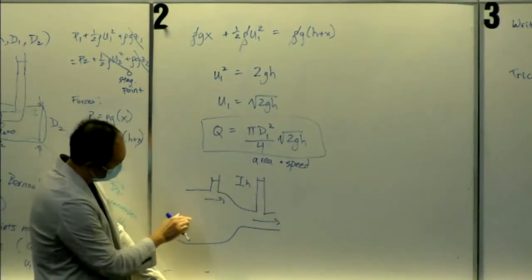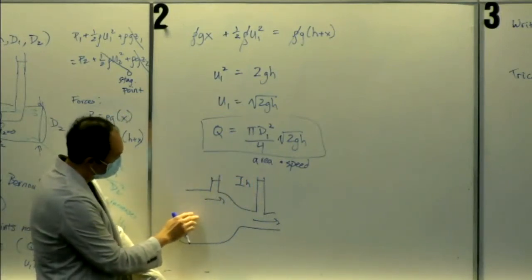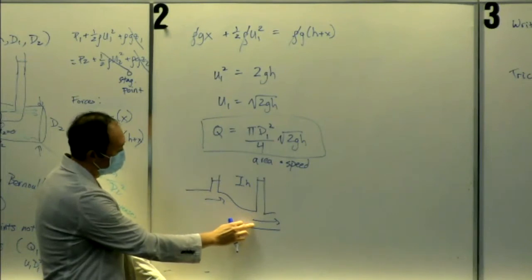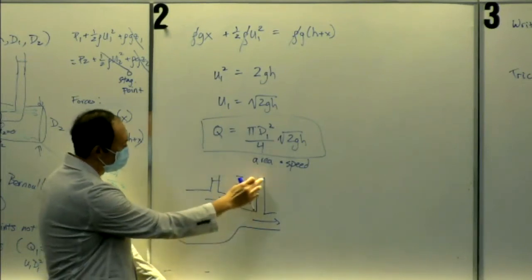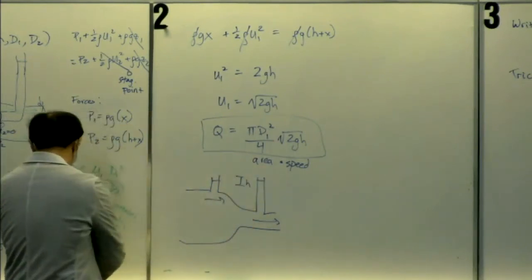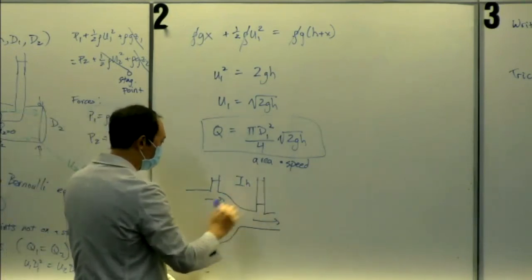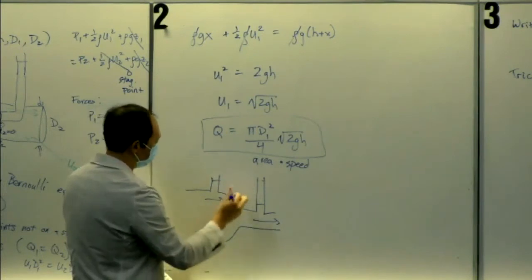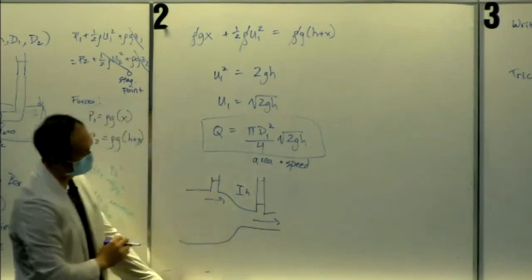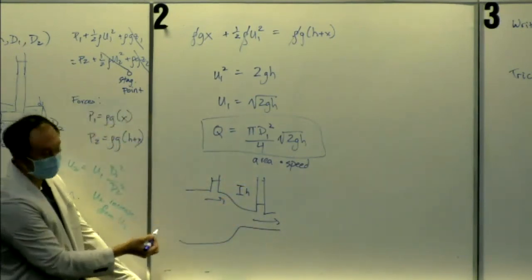So let me think carefully. The velocity increases, so I think you should actually have a lower height. The velocity increases, the pressure should decrease. So I think it should go like this. That's what I don't remember. It's in the book. But here, for example, definitely you need D1 and D2.